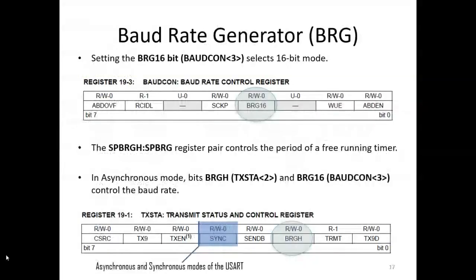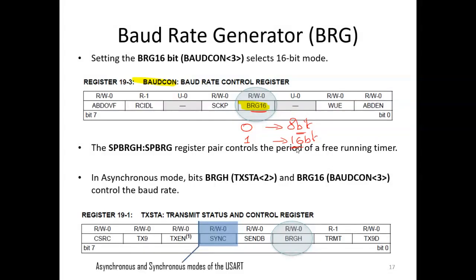So let's start with the BAUDCON register. From the BAUDCON register, we need just one bit, which is the BRG16. If this bit is 0, it means you don't have 16-bit mode, you have 8-bit mode. If this bit is 1, it means you have 16-bit mode.